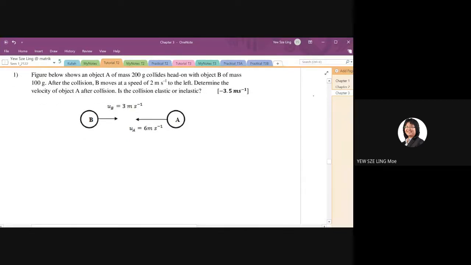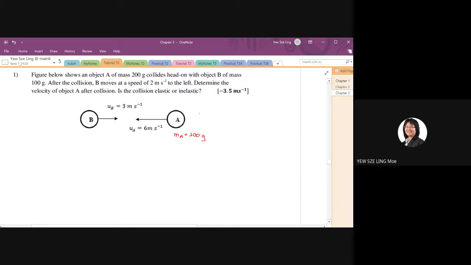In exercise 3, we are going to apply the principle of conservation of momentum to solve questions. The figure below shows object A of mass 200 gram, so I have mA equals 200 gram. This is what I like to do: I like to label everything when I solve it. It collides head on. Sometimes students ask me, do I have to change this m into kg?